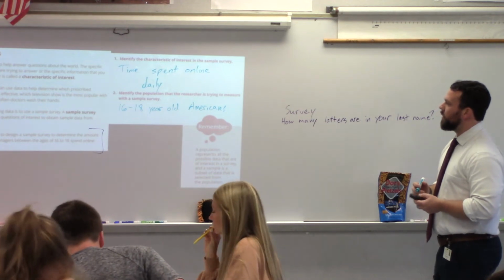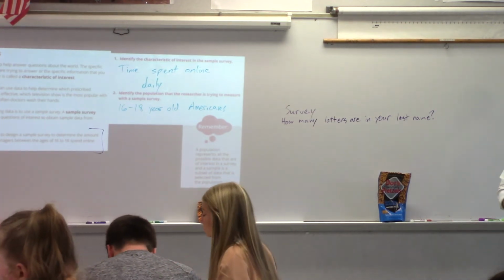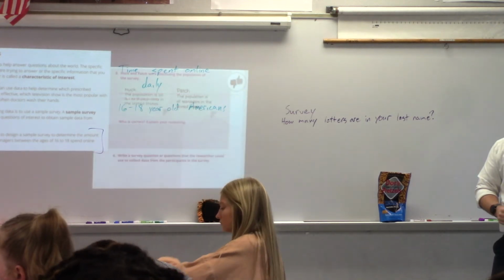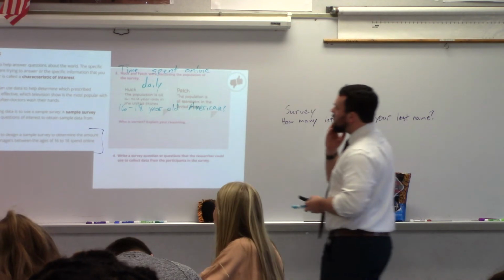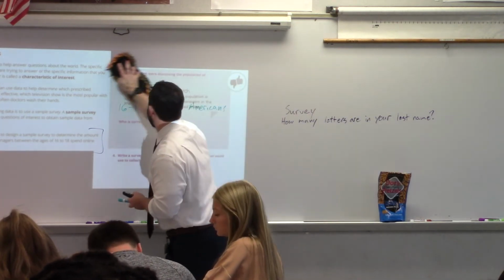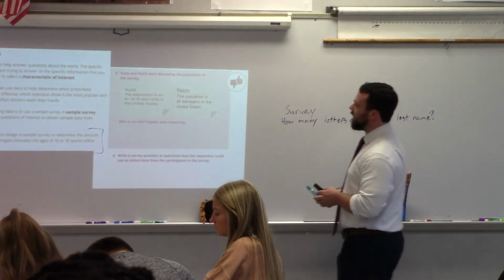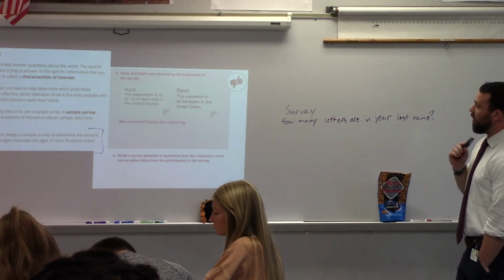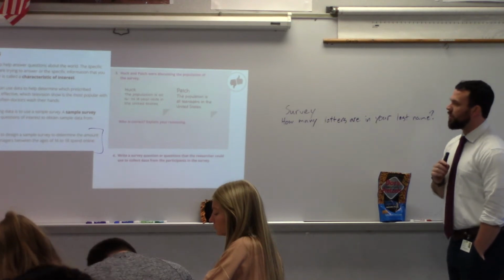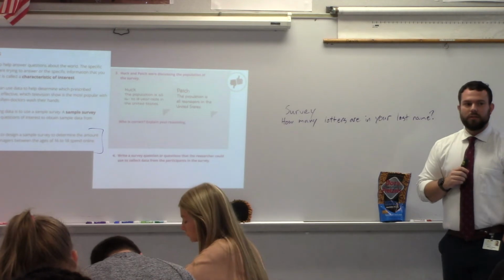All right? So we got to identify the characteristic of interest. We got to identify the population. All right? So here with number 3, Huck and Patch were discussing the population of the survey. Huck said the population is all 16 to 18-year-olds in the U.S. Patch said the population is all teenagers in the U.S. Who's correct? Okay, Huck. This is what a lot of us are saying.